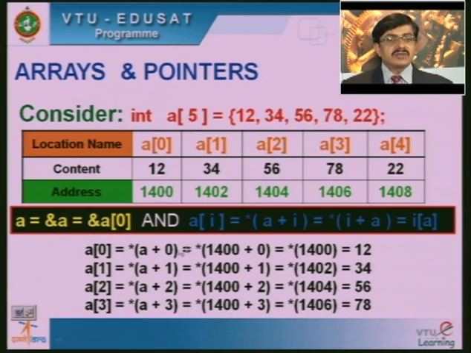So this is how A of 0 is the same as star of A plus 0. Similarly, in general we can say A of I will be the same as star of A plus I. This I can also write as star of I plus A, meaning-wise it remains the same, which in turn can be written as I of A.